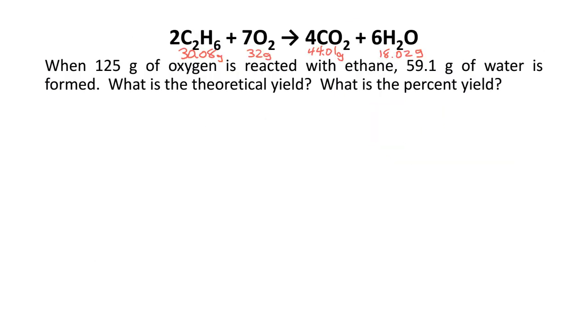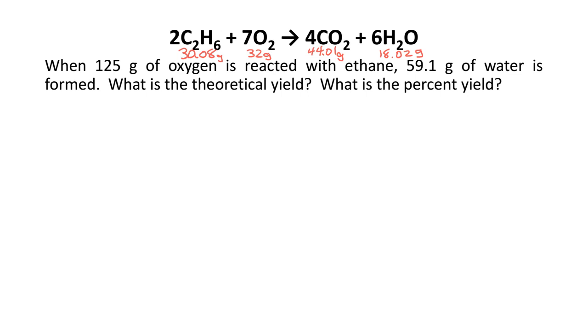Okay, so now we've got the second one. When 125 grams of oxygen is reacted with ethane, which of course is the C2H6, 59.1 grams of water is formed. What's the theoretical yield and what's the percent yield? At this point in time, I'd like you to stop the video and try and do this on your own. And then once you have your answer, start it again and you'll see what I do and as I explain on through. Okay, so go ahead, stop the video now.